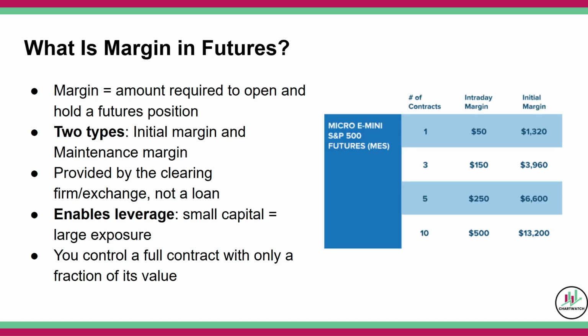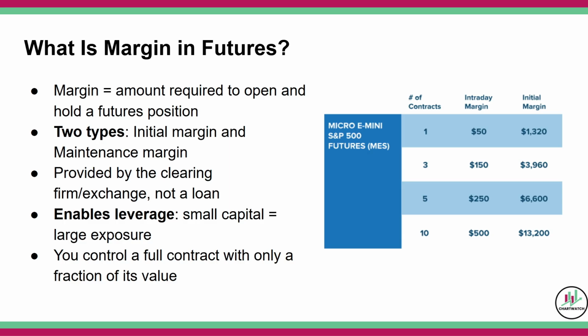So in futures trading, margin doesn't mean what it means in stocks, right? It's not borrowing from a broker or taking on debt. In futures, margin is a performance bond. It is the money required to open and maintain a position. So there are two kinds of margins: an initial margin and a maintenance margin.